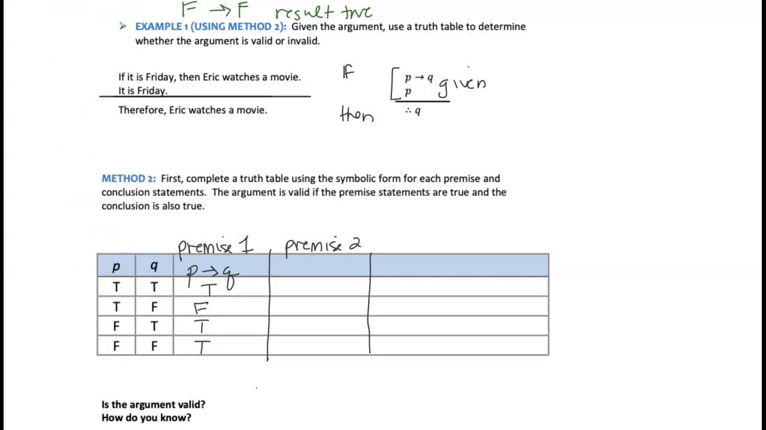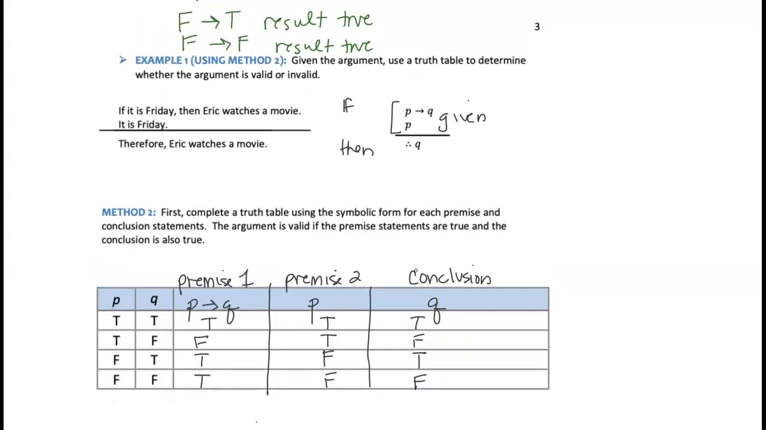The only case that ended with a false truth value was when we had the true for the antecedent and false for the consequent. Next, we're going to look at premise 2, which in this question is just statement P. And repeating those truth values, we would have true, true, false, false. The last thing we're going to look at for method 2 is the conclusion. In this particular question, the conclusion is just statement Q, so I'm going to repeat those truth values.